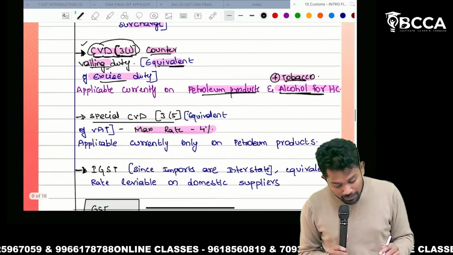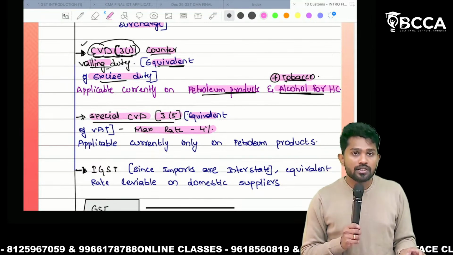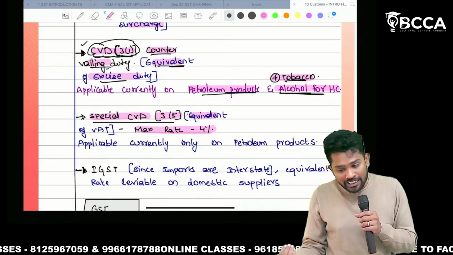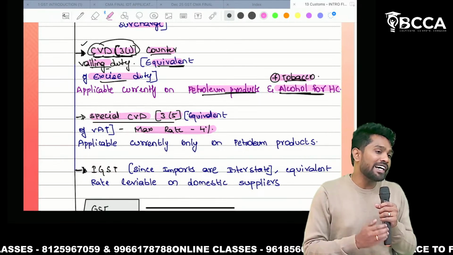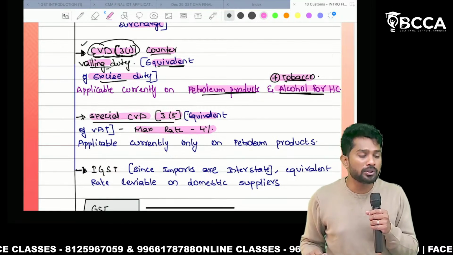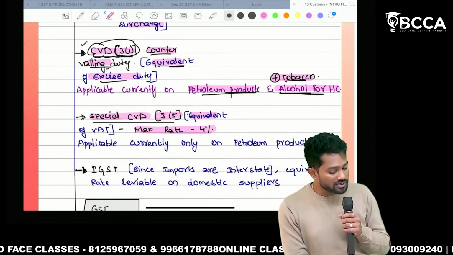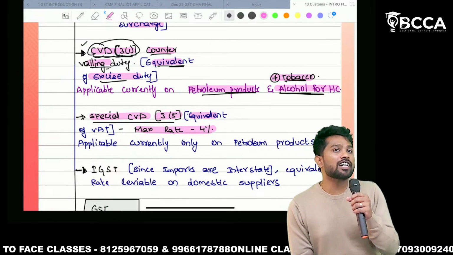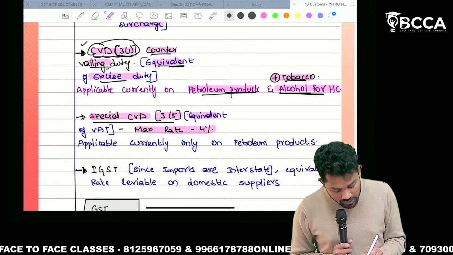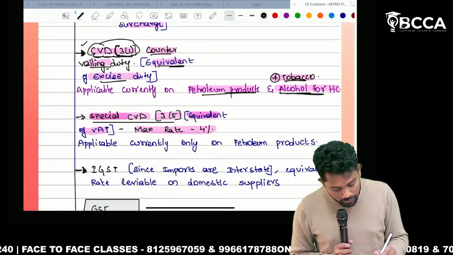Then, special CVD, this is under 3 subsection 5. On an imported good, it's not just customs. The equivalent of excise duty will be levied, and the equivalent of VAT will also be levied. Because on locally produced or manufactured goods, there will be both excise duty and VAT. The same equivalent of excise duty and VAT will be levied even on imported goods. So that is called special CVD. So this special CVD, the equivalent of VAT, will be levied here.